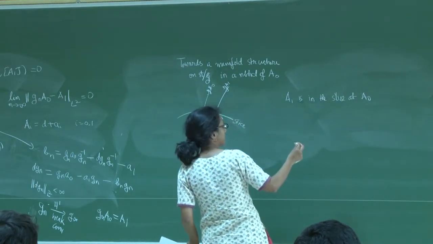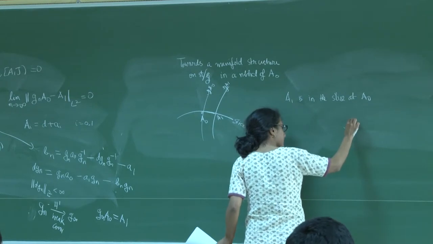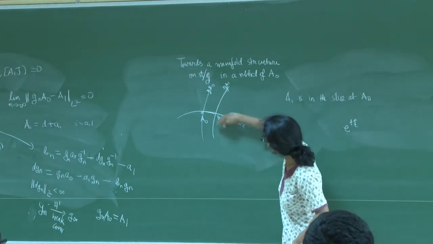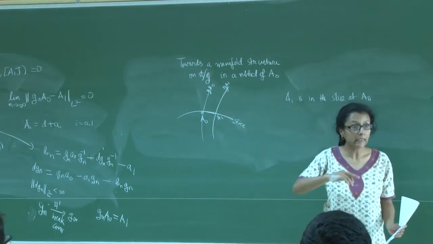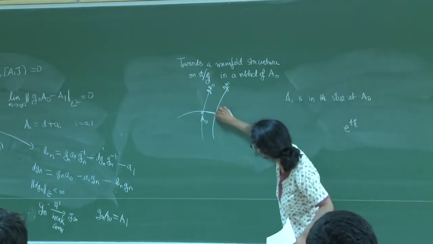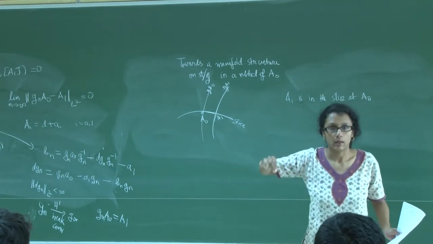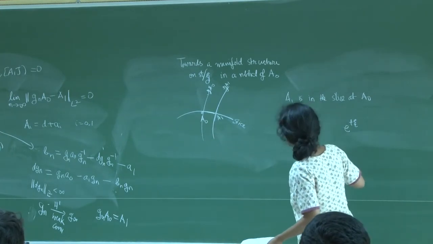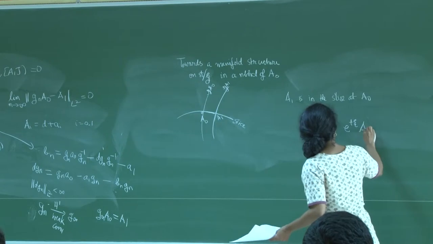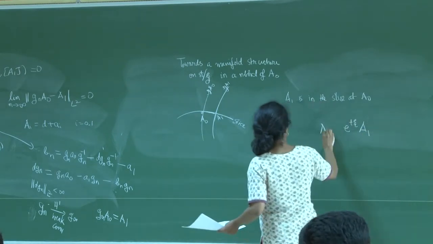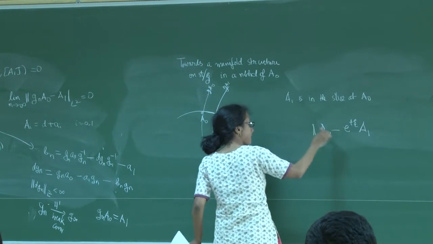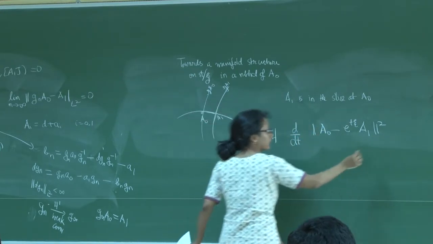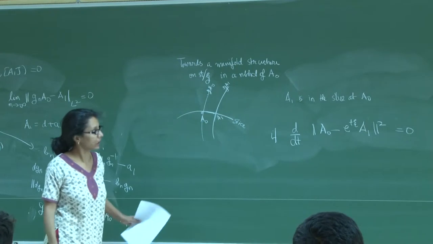So you want to say that when you act by anything on the gauge group, you increase the distance. So when you look at the infinitesimal action of the gauge group, this satisfies a minimum condition, a derivative vanishing condition, and I can write that down as: A1 is in the slice if this derivative vanishes at zero.